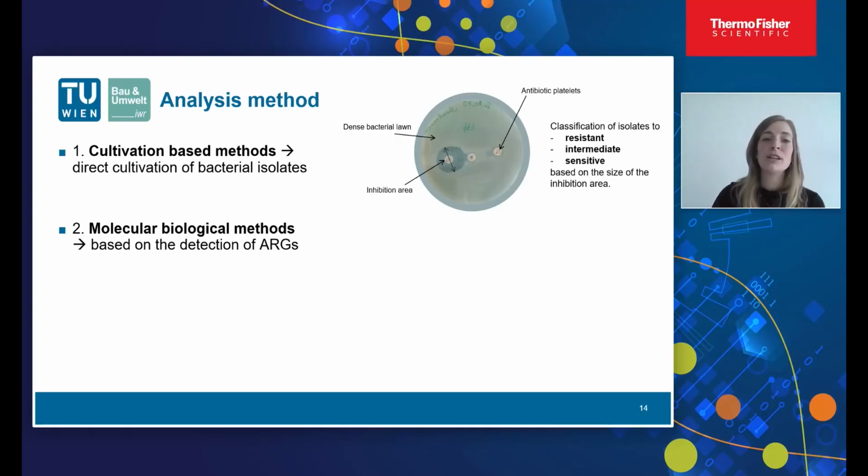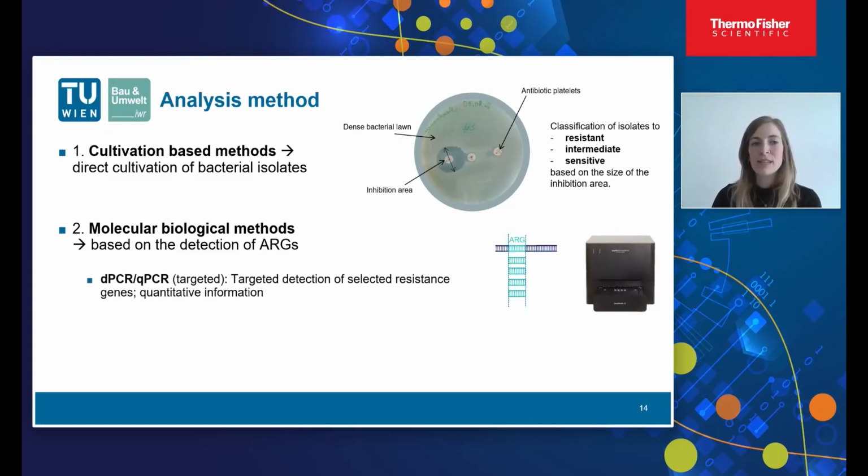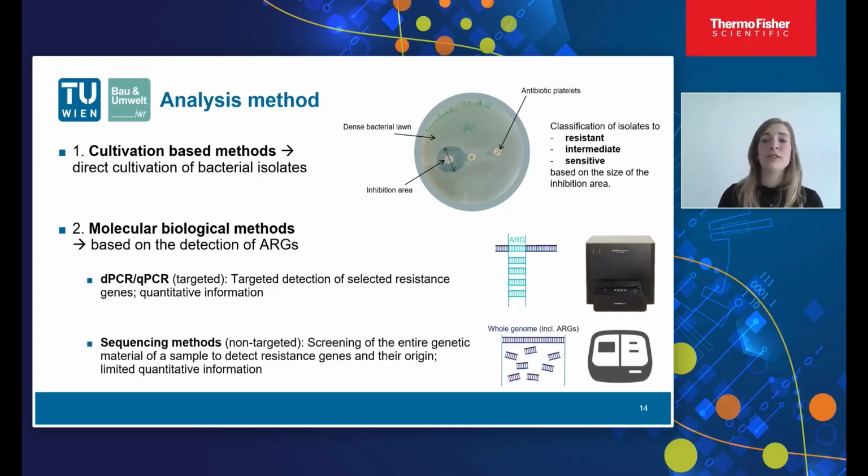The molecular biology methods are based on the detection of antibiotic-resistant genes, and that can be done very classically via dPCR or qPCR. So that's a targeted detection of selected resistant genes, and it gives us quantitative information. Another thing, however, that can be done is sequencing. This is non-targeted. So this is basically a screening of the entire genetic material of the sample to detect resistance genes and also their origin. This method is, however, limited. It gives us limited quantitative information.